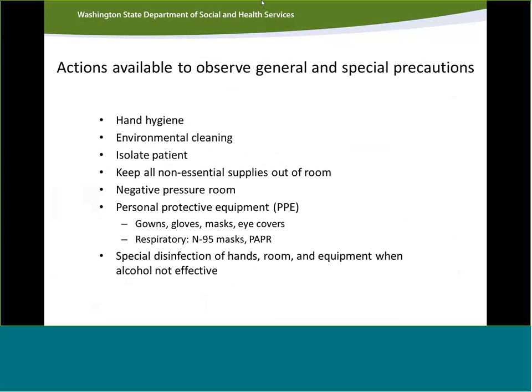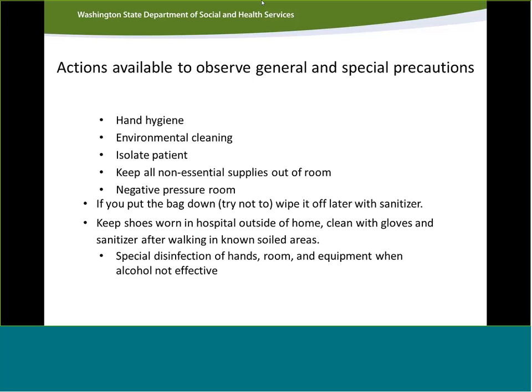So we have lots of ways to keep everybody safe. We've talked about hand hygiene. There are special cleanings of the rooms that happen, including ultraviolet cleaning of the surgical rooms. We put patients in isolation so that there's minimal contact with people. We try to keep non-essential supplies out of rooms with infected patients. We have negative pressure rooms for people with respiratory diseases so that the air is sucked up into a special container and it's decontaminated before it comes back into the hospital. We have lots of protective equipment like gowns. We have disinfection of our hands, rooms, and equipment.